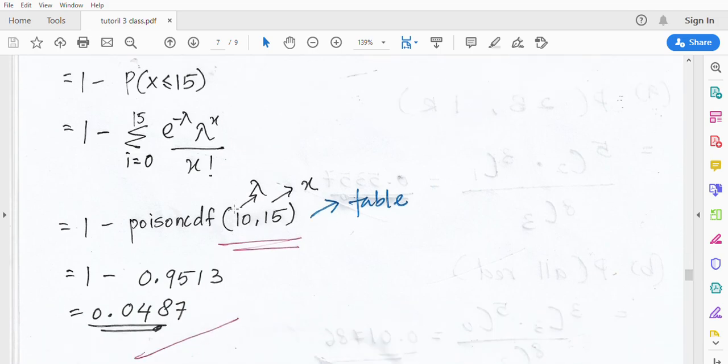From the table, it will give the cumulative until 15, that is X less than or equal to 15. So 1 minus the answer from the table, we will get 0.0487, which is the probability that on a given day tankers have to be turned away. Okay, so this question is Poisson.